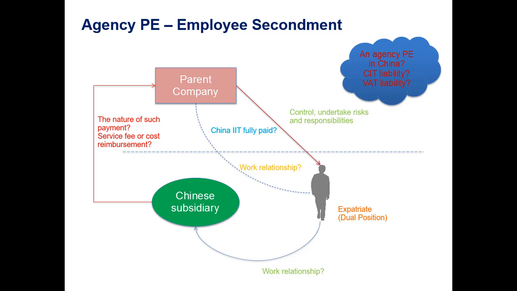That's quite common. But what will happen in this arrangement? The parent company will have an employment relationship with this person, and then sign an employee secondment agreement with the local subsidiary to dispatch the person to work in the local subsidiary. And every month, the parent company will pay the salary to this individual.